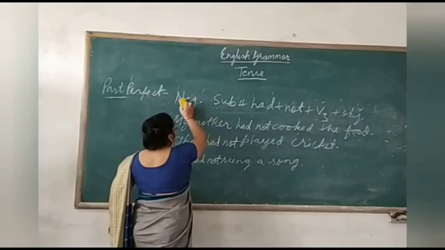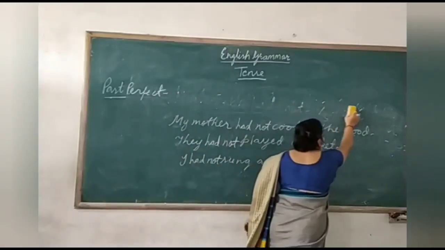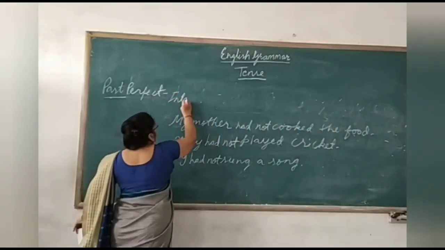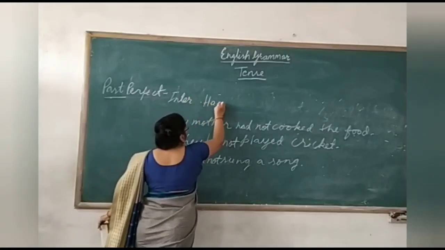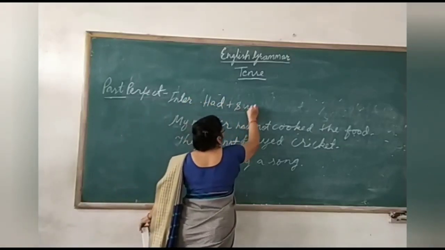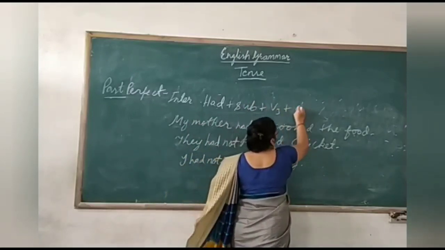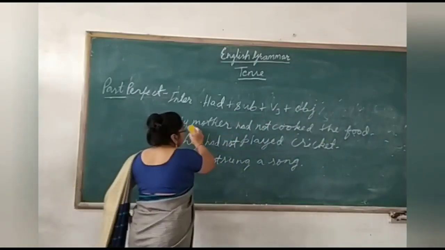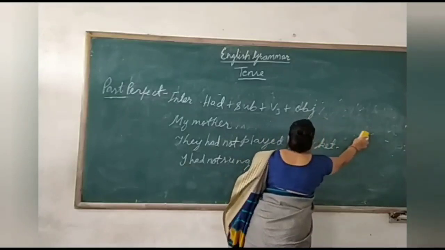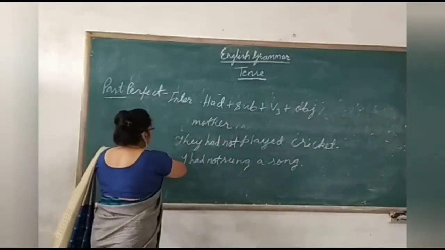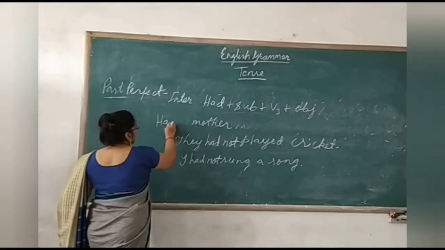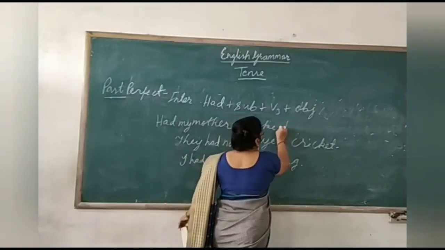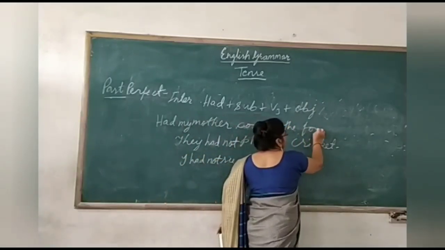Same way, in the third, I had not sung a song. Now, if we convert it into interrogative, children, same thing will happen here also. Interrogative, what will happen? Helping verb you write first, then subject, then V3, then object. This is the structure. Then same sentence, let us convert into interrogative here. What we have to do is, had my mother cooked the food.